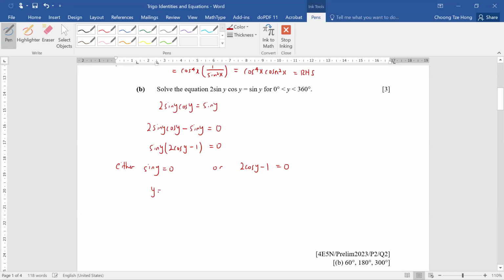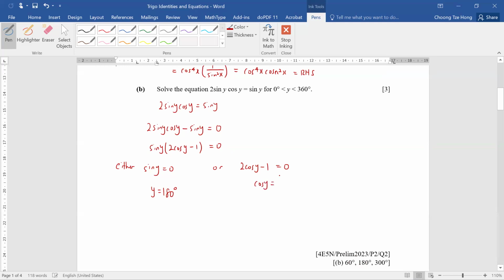So what are the values of y? Sine of what angle will give you 0? You know that it will be 0, 180 and 360. But in this case, we won't take the 0 and 360 because there's no equal sign here. If there's an equal sign, then we will take them, but in this case there isn't, so it doesn't include 0 and 360. So let's take 180. That's one solution, so that's where the 180 comes from.